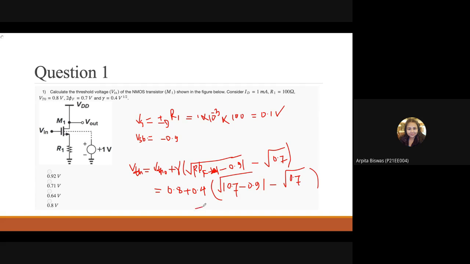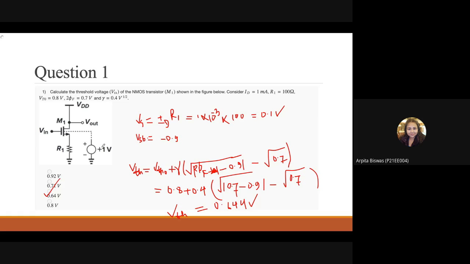So tell me, what is the value of this VTH? 0.64, ma'am. Yes, 0.644, 640 millivolt. So this is clear, all of you? Which option is the right option? Is it option C, right? 0.4 volt. So it is clear how we have calculated this VSB value.